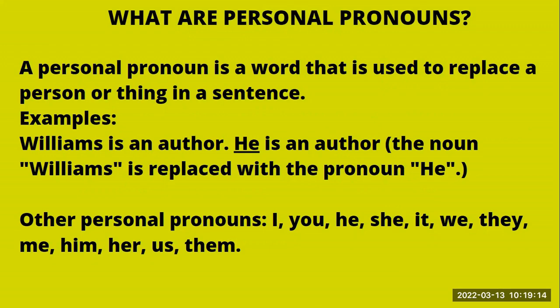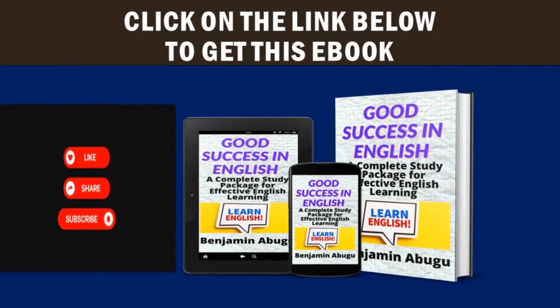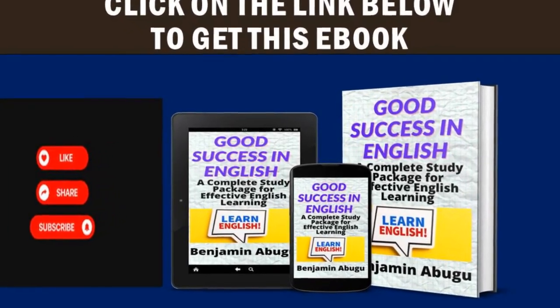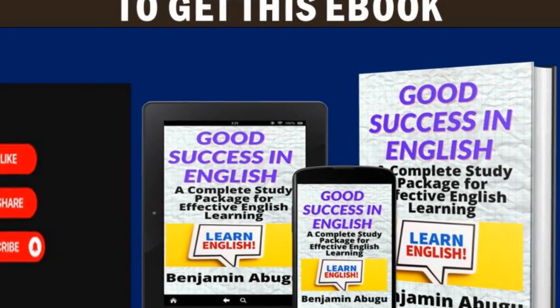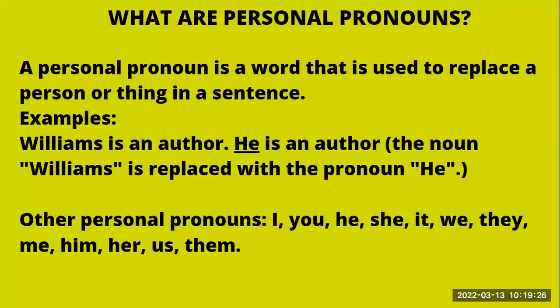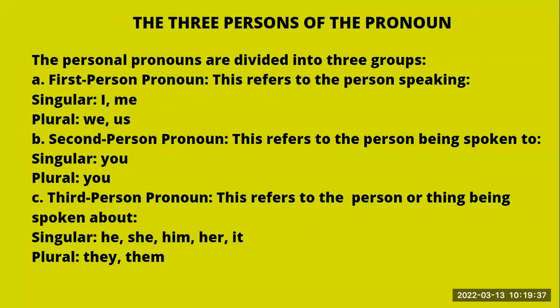It is the kind of pronoun you can use to replace the name of a person or the name of something else, all right? Then you have other personal pronouns: I, you, she, it, we, they, me, him, her, us, them. Okay? Now let's look at the three persons of the pronoun. The personal pronouns are divided.